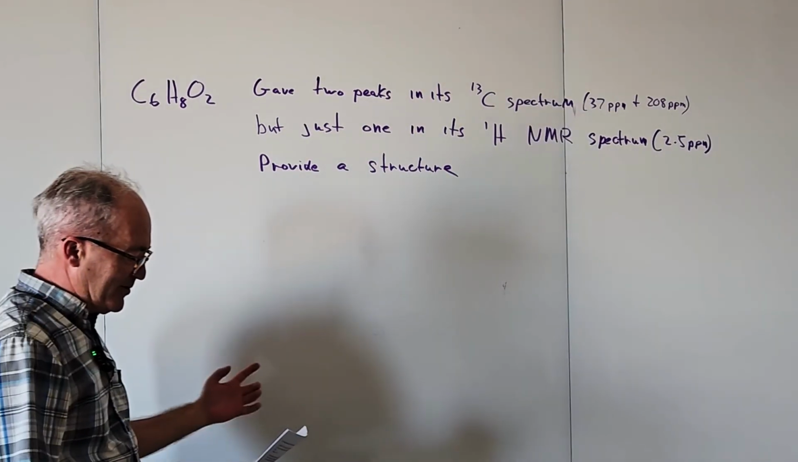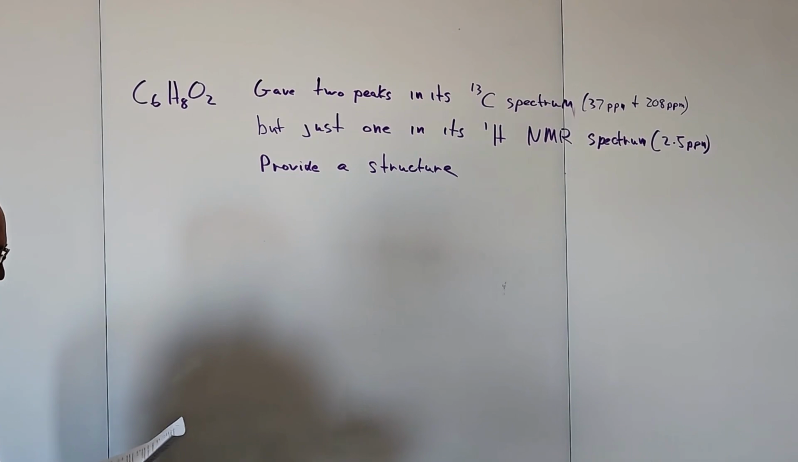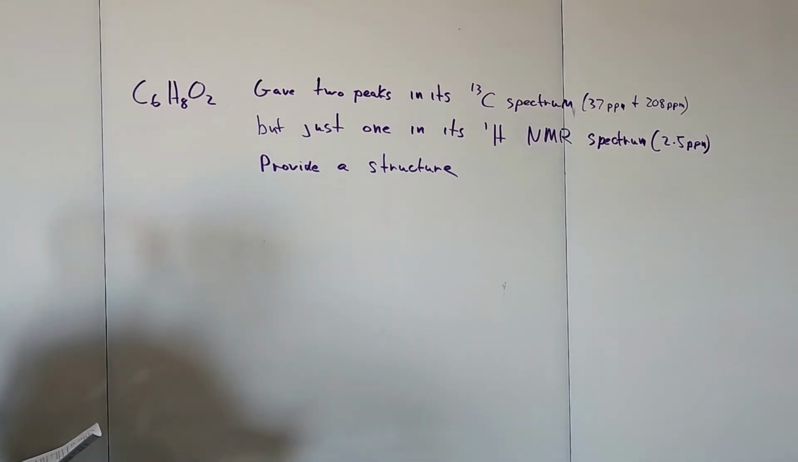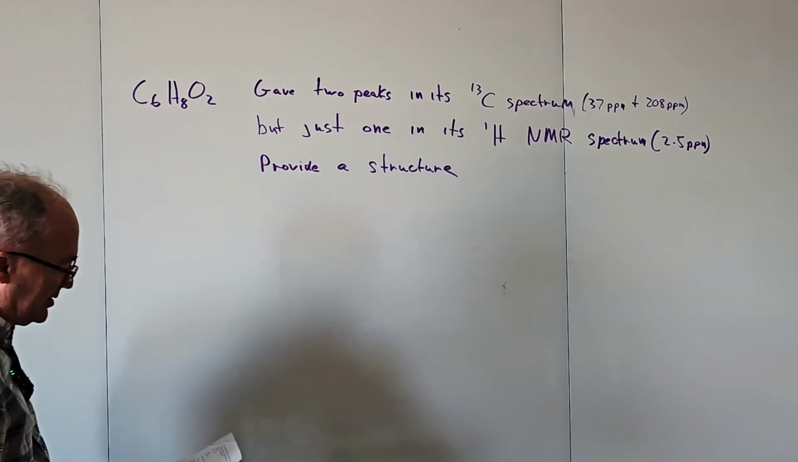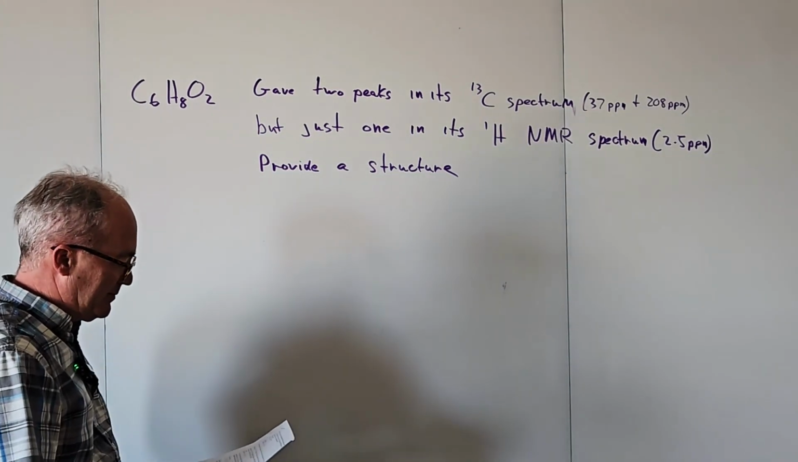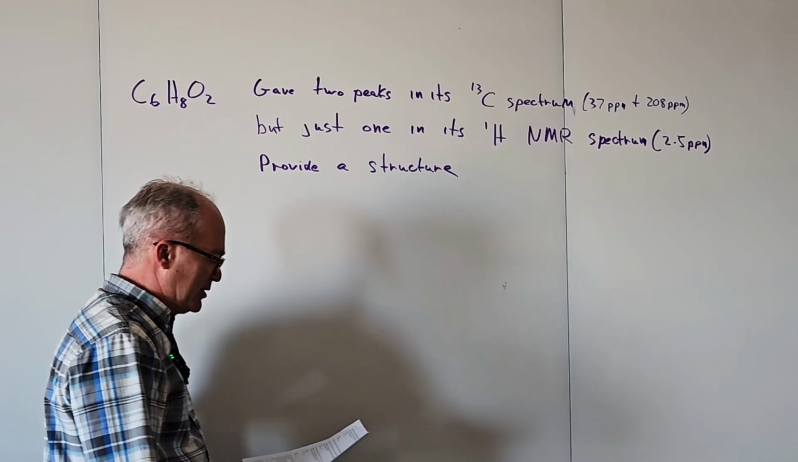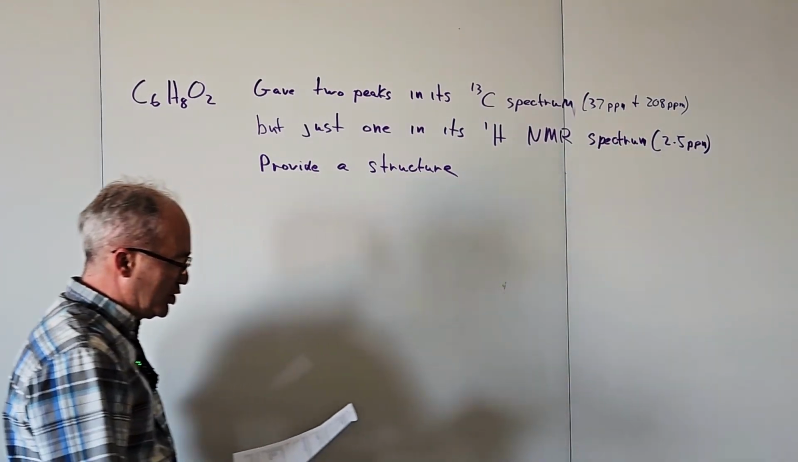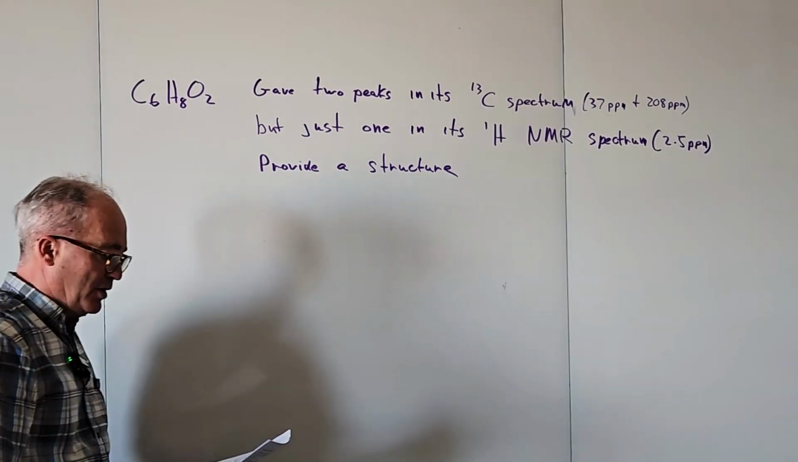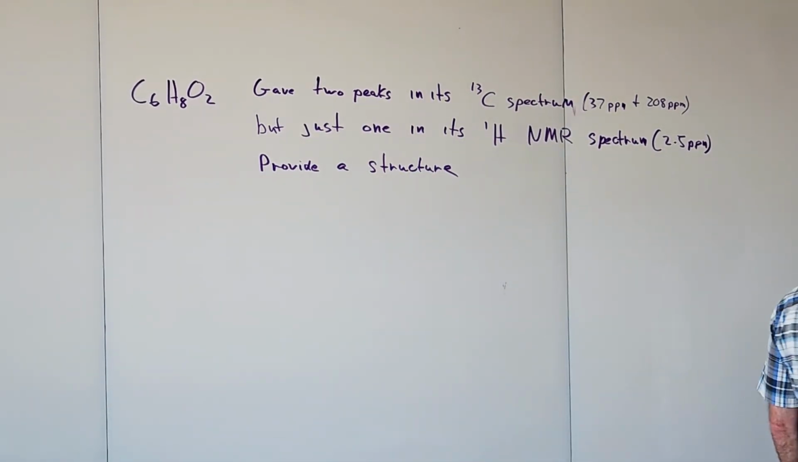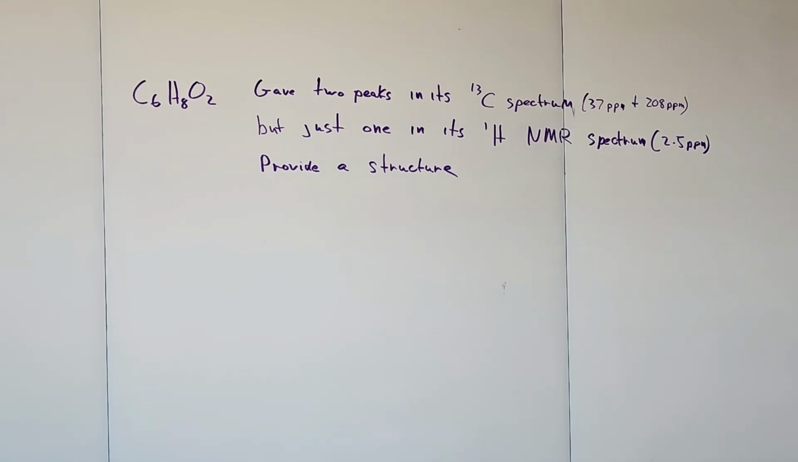Given that compound X has a molecular formula of C6H8O2, gave 2 peaks in its carbon-13 NMR spectrum at 27 parts per million and 208 parts per million, but just 1 in its proton NMR spectrum, provide a structure. I'll give you opportunity to think about that real quick.